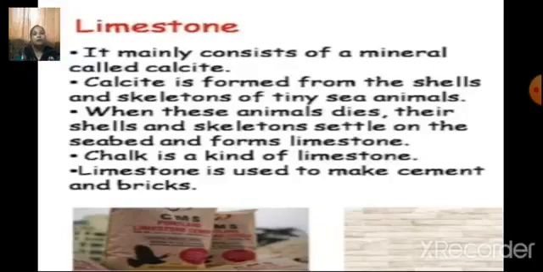Limestone mostly consists of the mineral called calcite. Calcite is formed from the shells and skeletons of tiny sea animals. When these sea animals die, their shells and skeletons settle on the seabed and form limestone. Chalk is a kind of limestone. Limestone is used to make cement and bricks.